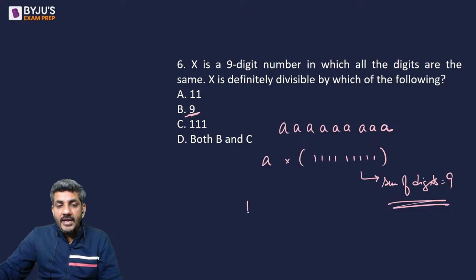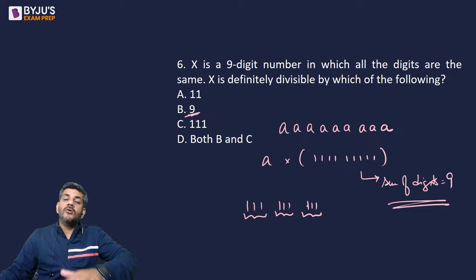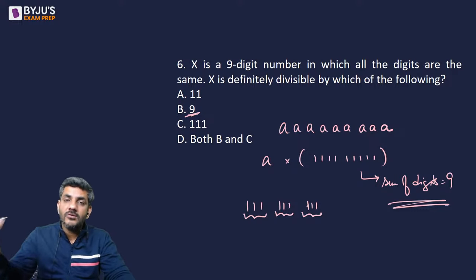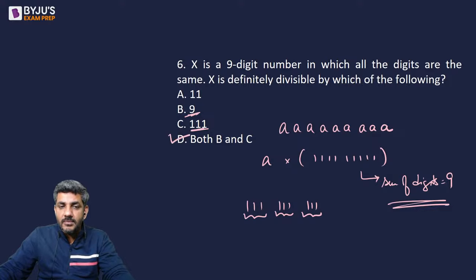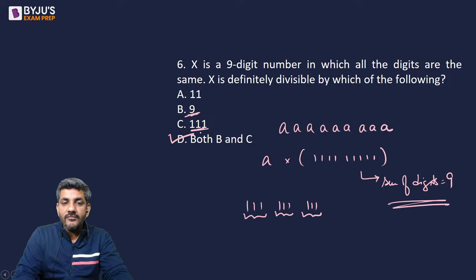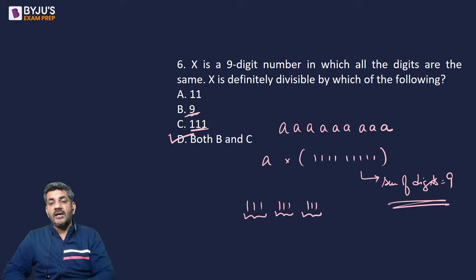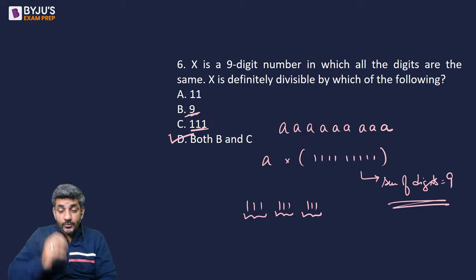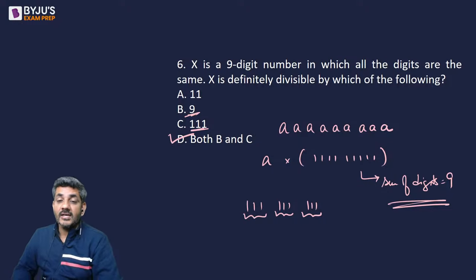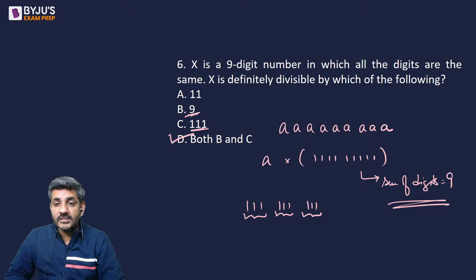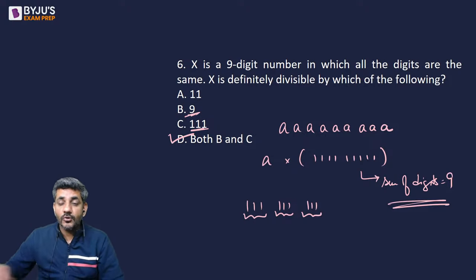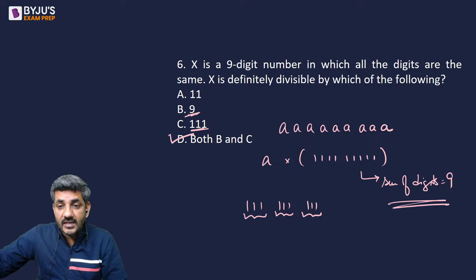Also, 9 times 1 can be written as 111 written thrice. Now if you are writing 111 three times, then it will definitely be divisible by 111. So it is surely divisible by 9, and it is surely divisible by 111 as well. So therefore, option D is the right answer, that it is divisible by 9 as well as 111. So the correct answer is option D. Tanu Singh gave the right answer, Himanshu Gupta gave the correct answer, and Samarth gave the right answer.